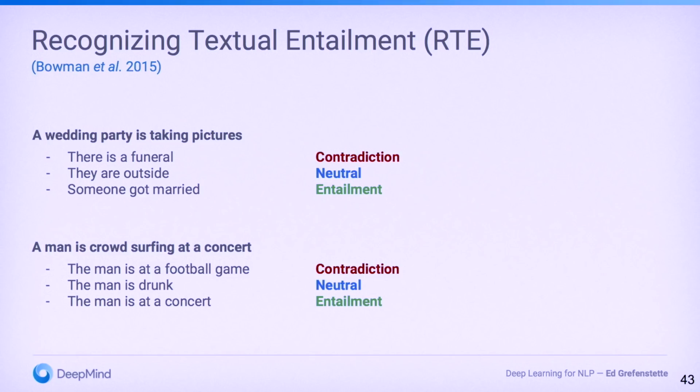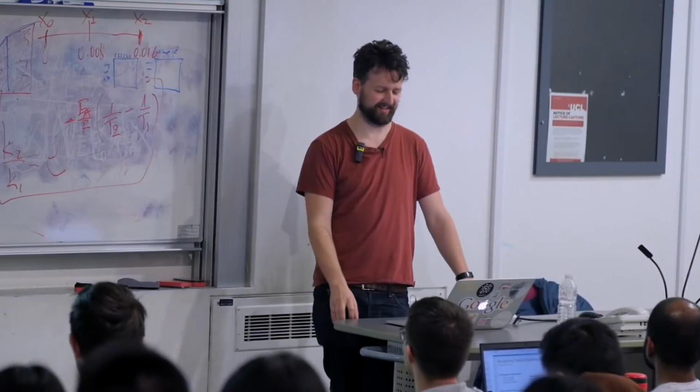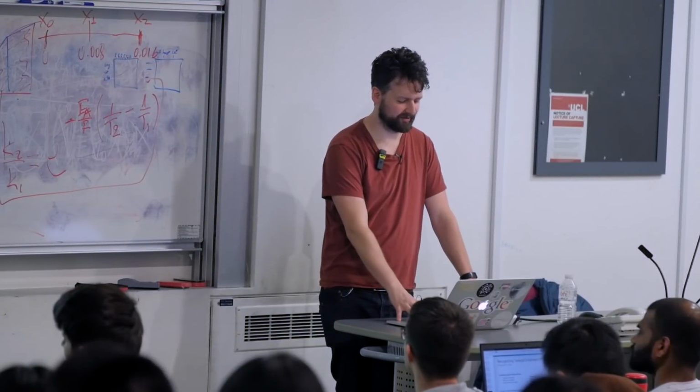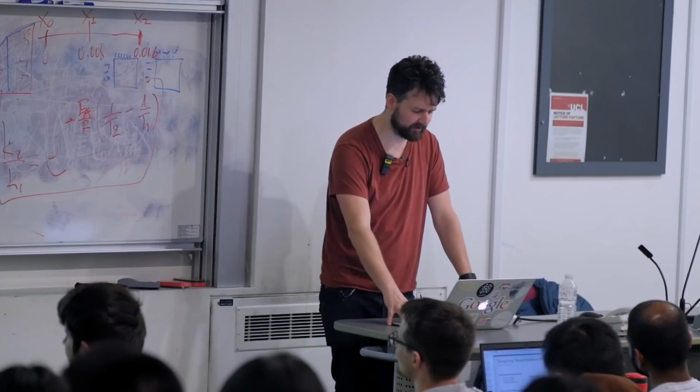In this case, it requires a little bit of external knowledge, like, for example, the relations between weddings and people getting married. You have another one, a man is crowd surfing at a concert. If the hypothesis is the man is at a football game, that's obviously a contradiction, unless it's a really, really specific kind of concert. I guess the Super Bowl, right? Okay. The man is drunk. This is really plausible, but again, we're talking about logical entailment here. So plausibility is something that you almost have to resist within your model, and models that exploit just raw statistics might get this wrong. And then the man is at a concert trivially follows from that. So you understand this.